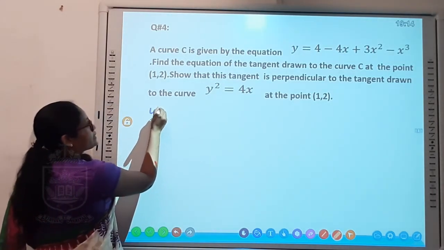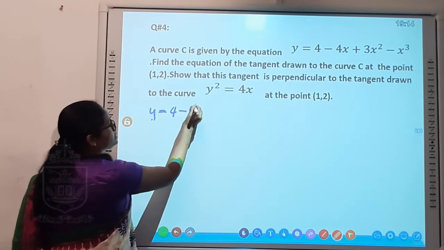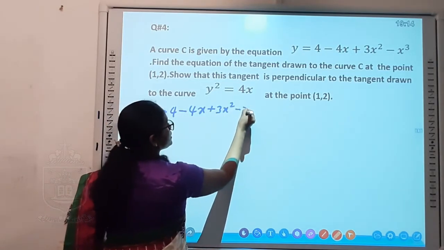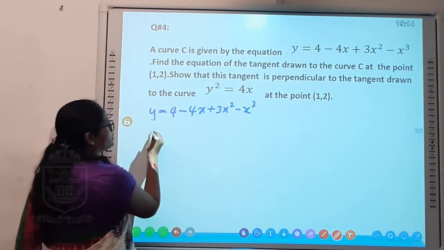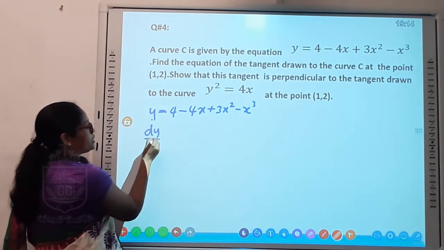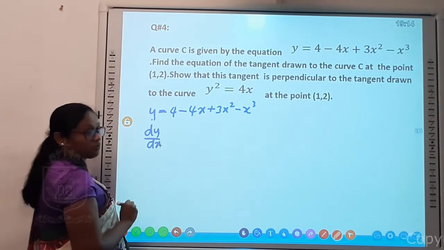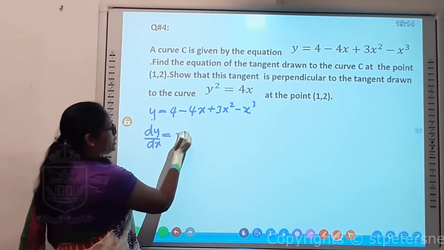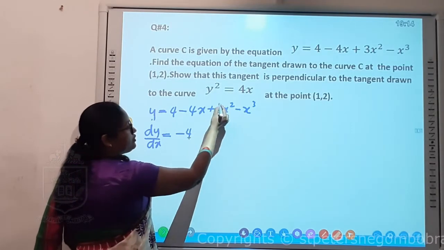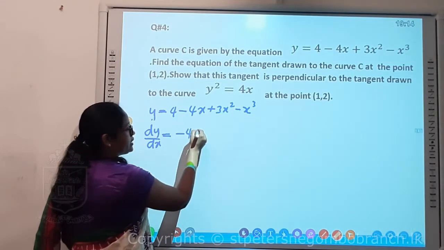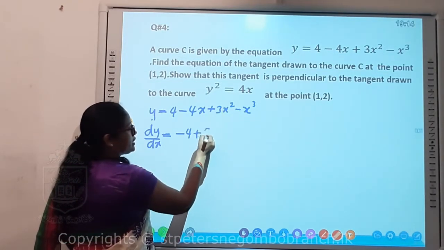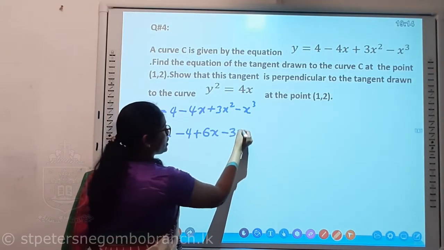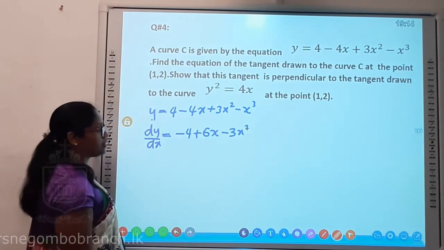So y is equal to 4 minus 4x plus 3x squared minus x cubed. So dy over dx, directly we can differentiate this with respect to x. So this part will be 0, and here the answer is minus 4. If we differentiate this part, it is 3 times 2x, that is 6x, and here minus 3x squared, right? So this is the derivative function.